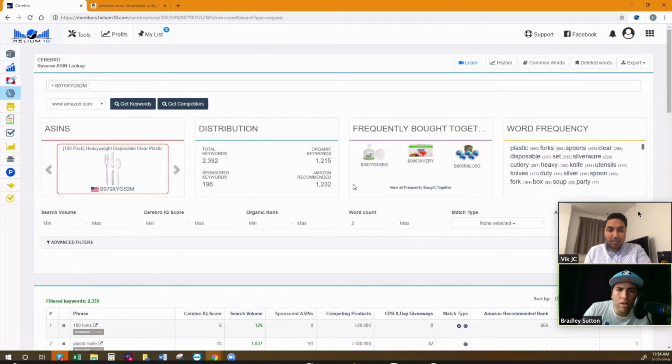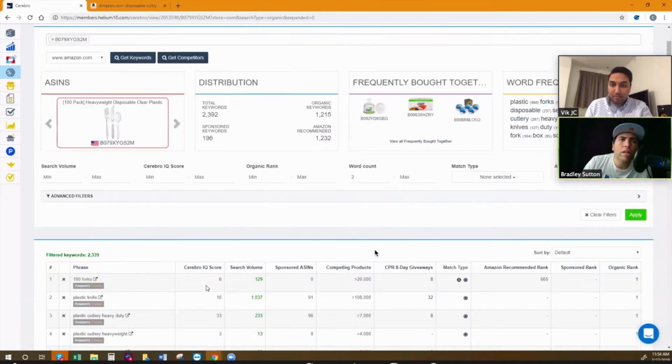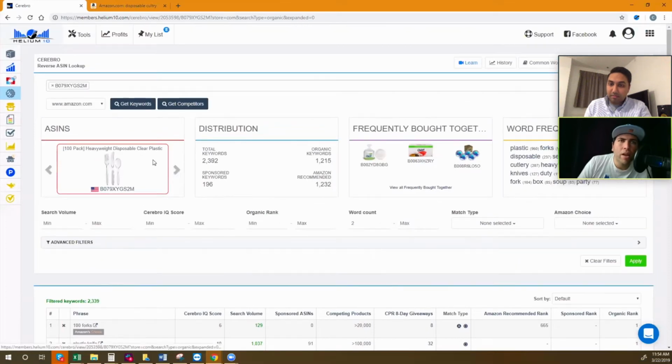Now, where do these keywords come from? The first one is sponsored keywords. That means that there are 196 keywords down here that we have detected the seller of this product is actually showing up for in sponsored ads. So right away, I can get some insight into the sponsored ad strategy of this seller. We have 1,000 words that come from Amazon recommended. Amazon actually assigns a score for every keyword as it pertains to this ASIN and what they recommend that you advertise for.